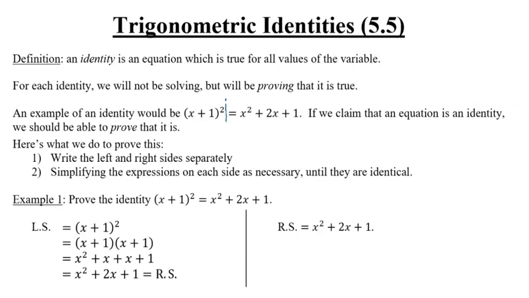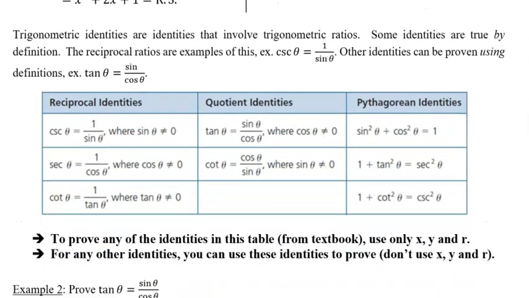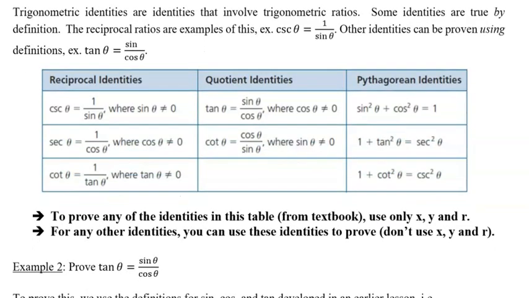Now let's get into the trigonometric identities because this is where these things are most important. Trigonometric identities are identities that involve trigonometric ratios. Some identities are true by definition. The reciprocal ratios are examples of this. Cosecant is 1 over sine. Likewise, and you can see them written down here in this chart, secant is 1 over cos and cotangent is 1 over tan.